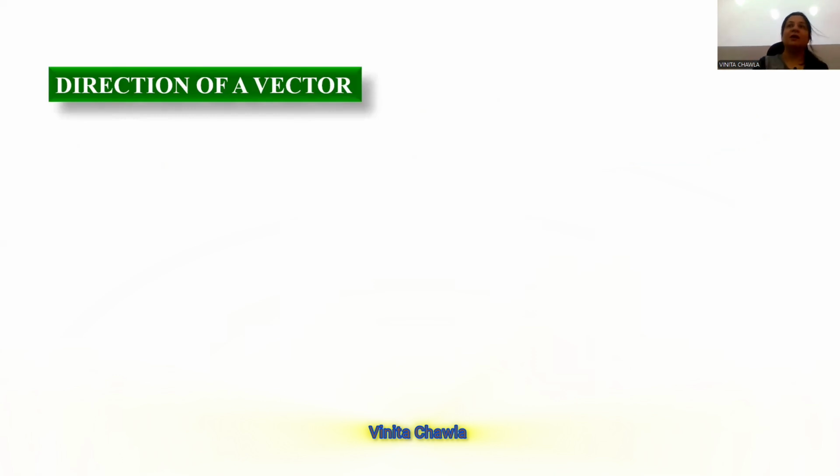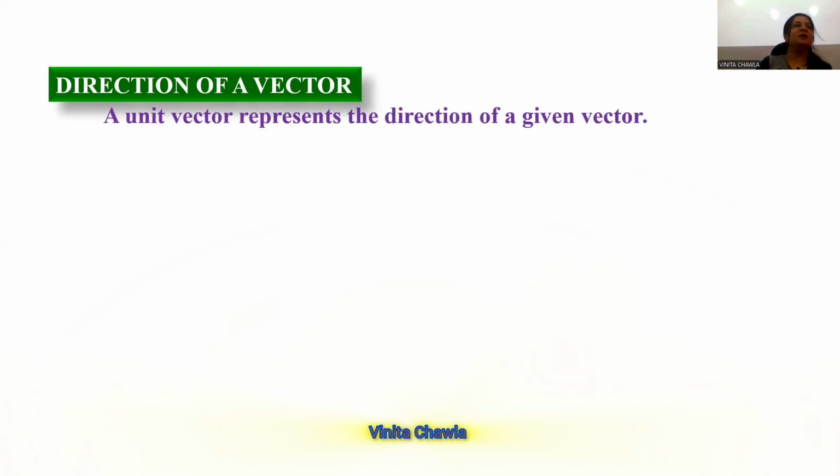Yes, i cap, j cap, k cap are the unit vectors which are along x, y, and z axis. What if we have a random vector, vector A, and we want to specify the direction of vector A? So we can write A cap for that vector. A cap is the unit vector, and magnitude of A cap is 1, and its direction is same as that of given vector. This is how we write. Okay. So a unit vector represents the direction of a given vector. Please write this in your notebook.